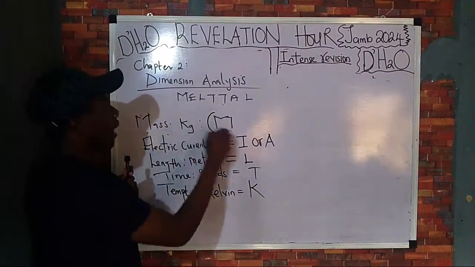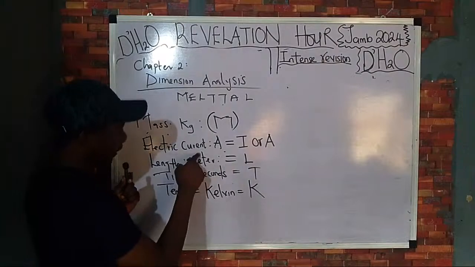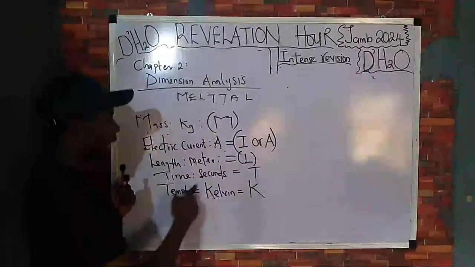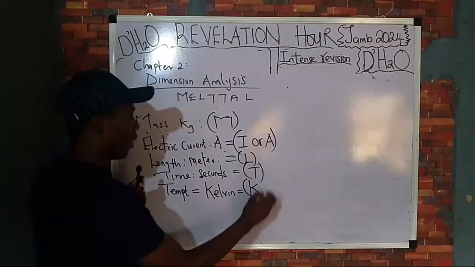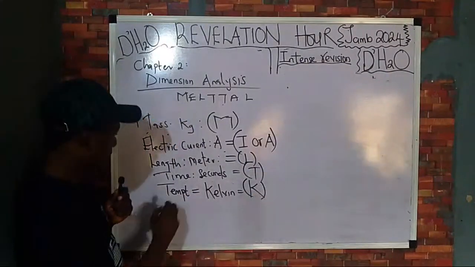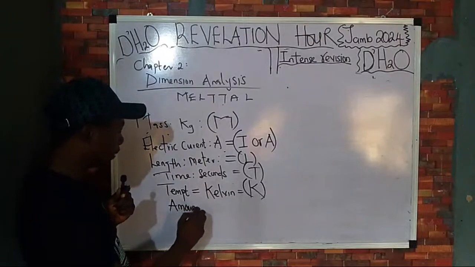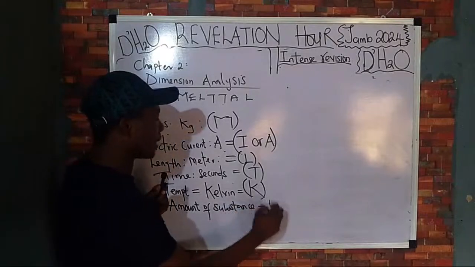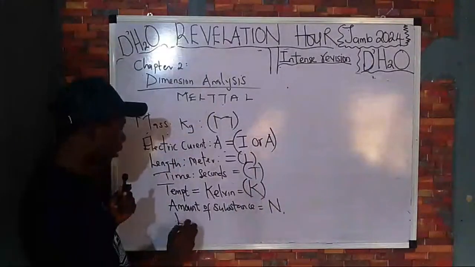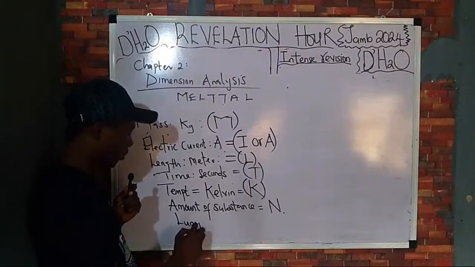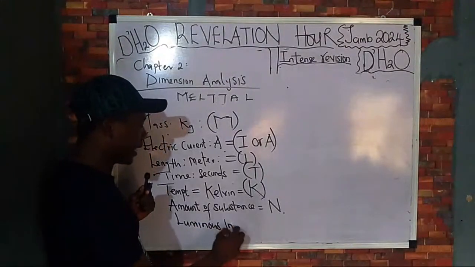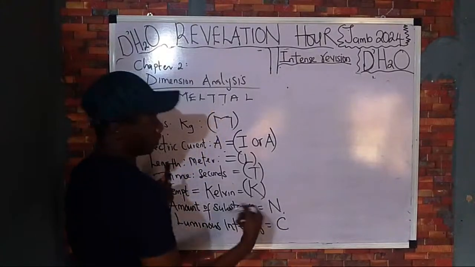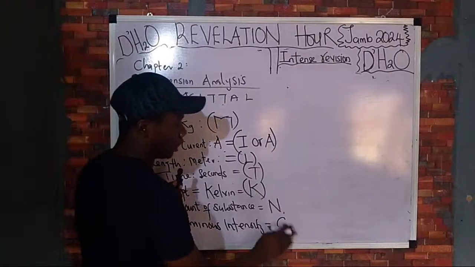So for mass, you have M. For current, you have I or A. For length, you have L. For time, you have T. For temperature, you have K. Okay. Then amount of substance is N. Okay. Luminous intensity, that is measured in candela, is what? C, or we can use C subscript D. Let's just leave it as C.